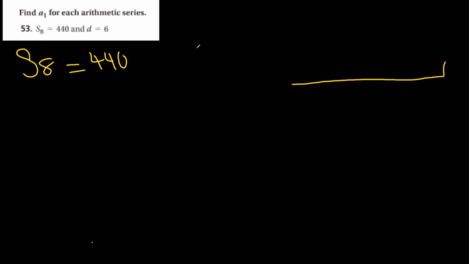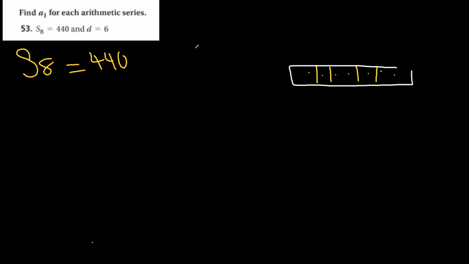That means I have a series. This series has 8 terms: 1, 2, 3, 4, 5, 6, 7, 8. And the summation, the total of all of these numbers, is 440. The common difference between each two terms is D equals 6. I want you now to find A sub 1.